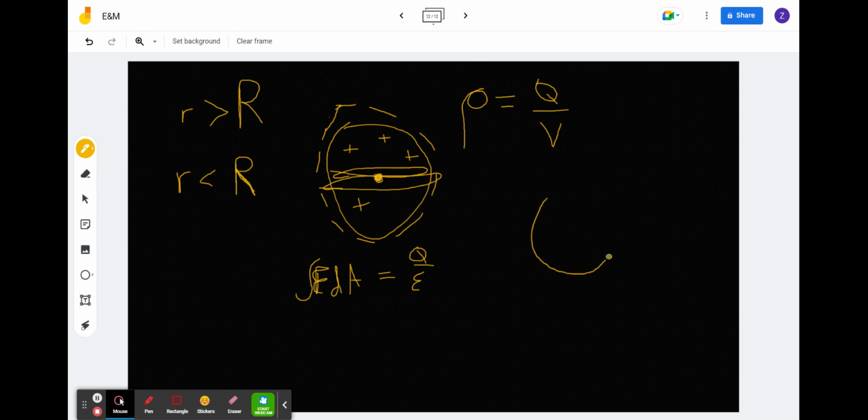But once we get inside, now there are charges outside of our Gaussian surface, and there are charges inside. And our charge is no longer the total charge inside the Gaussian surface. Now the question is, do these outside charges, the charges that are outside of our Gaussian surface, affect the electric field inside? The answer is no. They do not.